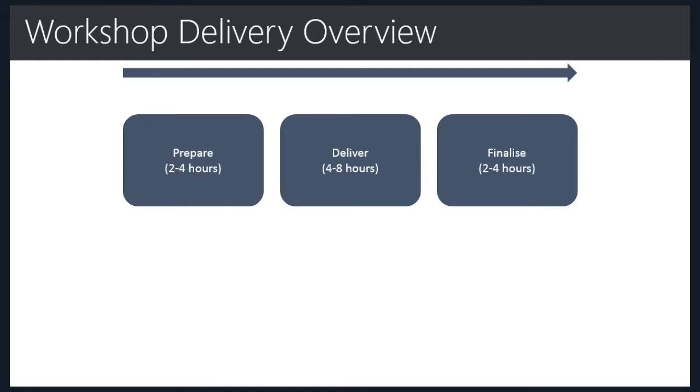The way that we run this specific workshop is that we would prepare, and we estimate about 2 to 4 hours worth of preparation. Delivery, again, is between 4 to 8 hours, depending on the number of people in the room and depending on whether you want to run this once or twice in a day. And finalization is another 2 to 4 hours worth of work. So that gives you an idea of the time we're looking at to execute this type of workshop.